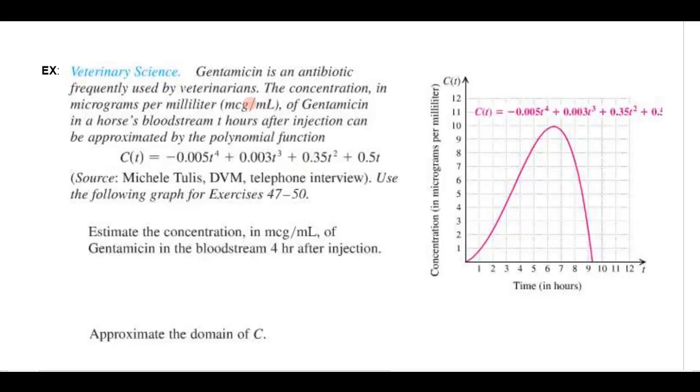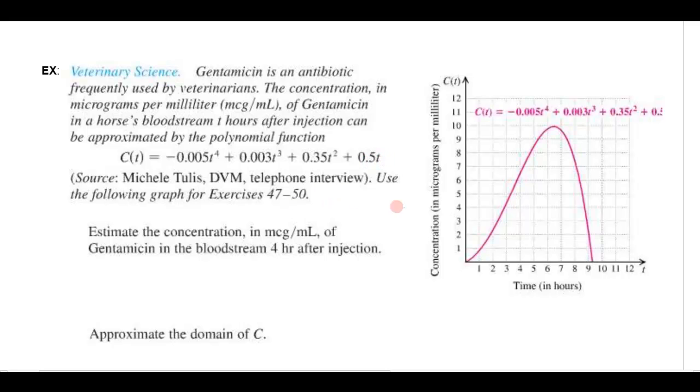evaluating polynomials, and they've also provided us a graph over here. It says that gentamicin is an antibiotic frequently used by veterinarians, and lots of big words here. The concentration in micrograms per milliliter of this antibiotic in a horse's bloodstream so many hours after injection can be approximated by this polynomial function. That just looks really nasty.